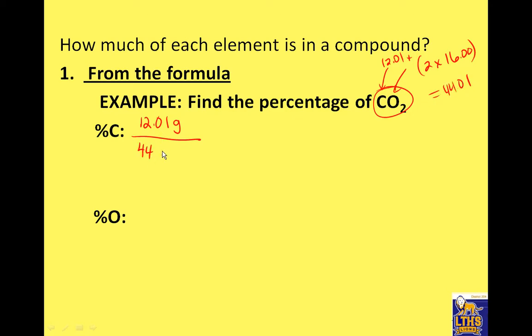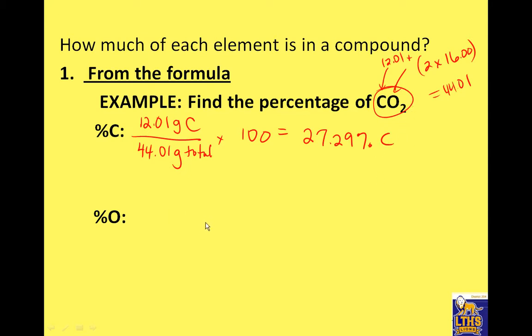There's 44, so the part is 12.01 divided by the total, and then multiplied by 100, you find out that this is 27.29% carbon. So by mass, carbon dioxide is 27.29% carbon.